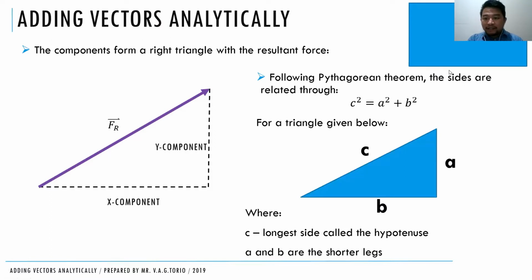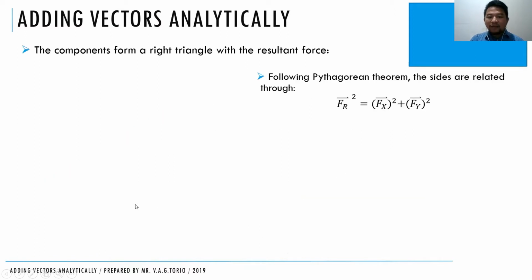And the two other sides, A and B, for this triangle, and y component and x component for this triangle are referred to as the shorter legs of our triangle. And we can now relate the three sides through the equation c squared is equal to a squared plus b squared. And in this case, we can think of the sides f sub r, f sub y, and f sub x, and relate the three sides following the Pythagorean relation and get f sub r squared is equal to f sub x squared plus f sub y squared.